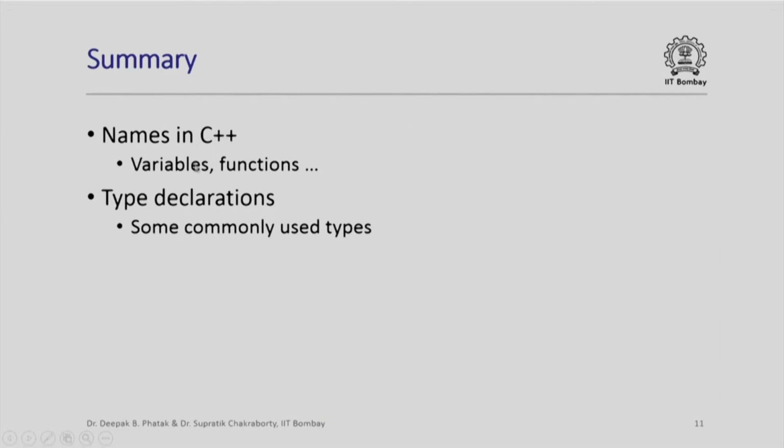So in summary, what we have seen in this lecture is that there are certain rules for assigning names in C++. Names need to be associated with variables, functions, and in general to any computational object that you have in your program. Type declarations are absolutely essential for any named entity in your program. Variables must have type declarations, functions must have type declarations, function parameters must have type declarations, function return values must have type declarations, and we have looked at some commonly used types just to illustrate how to write a program with named variables, functions, and how to declare the types of these variables and functions.